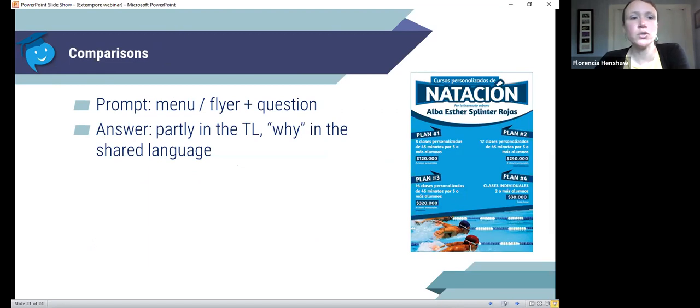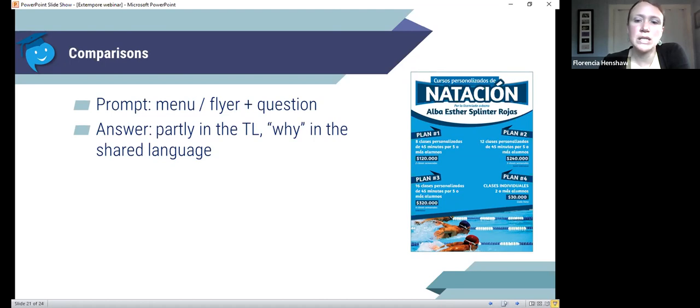Another thing that you can do with authentic resources, such as a menu or a flyer, and yes, you can modify it if needed, is comparisons. And at least I've found several menus where they have different promotions, or in this case, different swimming classes, right? And they have different plans, different options, or packages, and so you can ask them a question. So which one is the cheapest, or which one is the most expensive, which one lasts the longer, which one has more classes, right? Something like that.